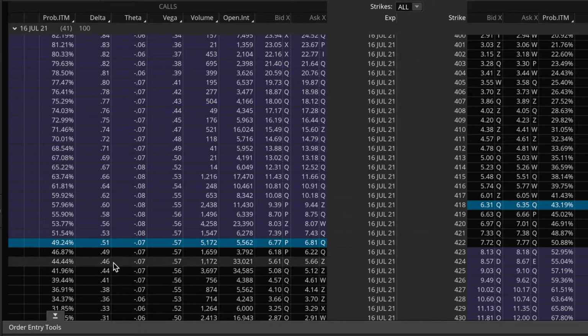The delta for the 422 strike call option is 51. The delta for the 423 strike call option is 49. The difference here is only 2. So once again, you have almost no delta exposure. The theta values totally cancel out, which is actually a good thing for a debit-based strategy because time decay will work against you as an option buyer.